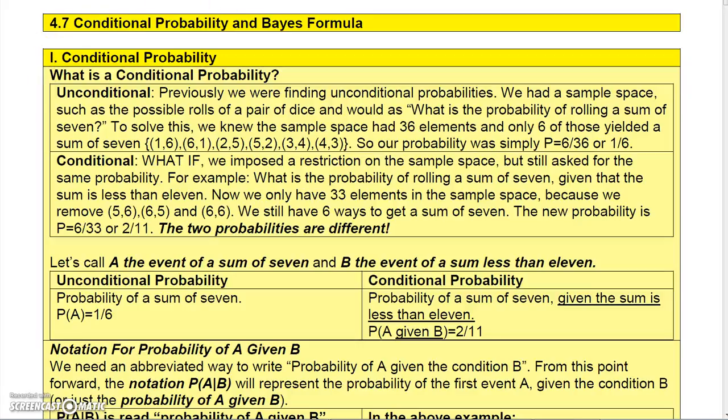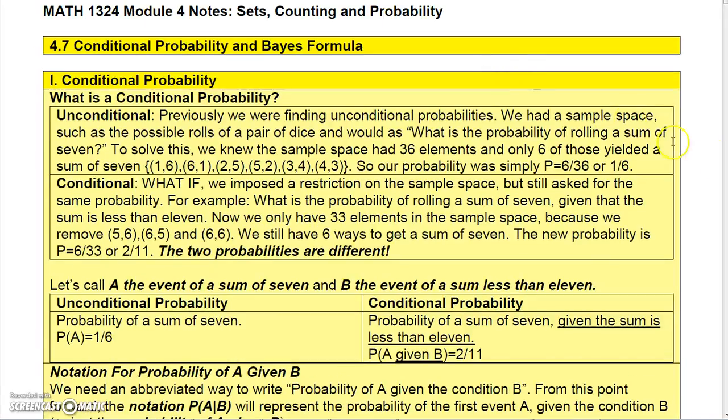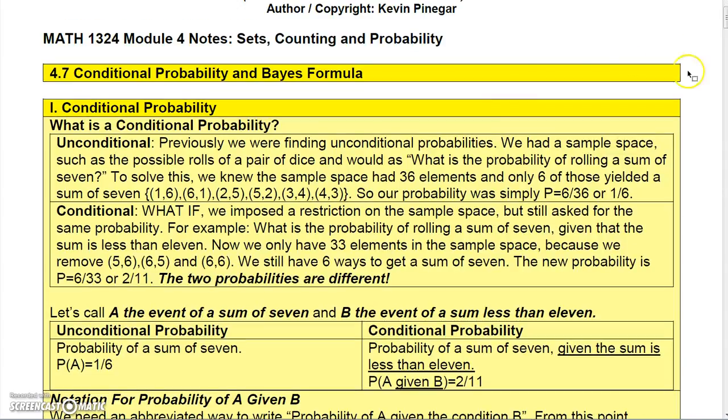I'm going to end this chapter with a lecture on conditional probability, and then we'll talk about Bayes' formula. In unconditional probability, we did several examples of that earlier because we had a sample space such as rolls of dice and would ask what is the probability of rolling a sum of 7, and we knew how to get the answer by counting the number of ways you could roll a sum of 7 out of 36.